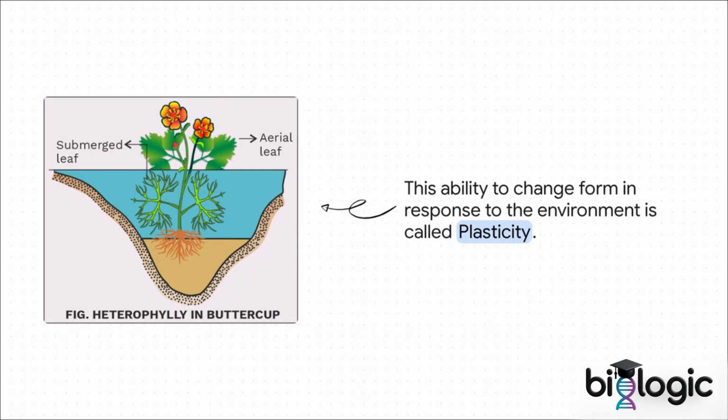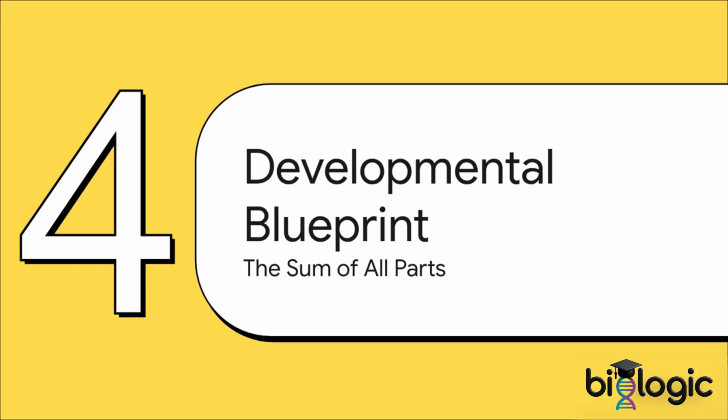This incredible ability to literally change its body shape based on the environment, that has a name: plasticity. I mean, just look at this buttercup. The leaves it grows underwater are all feathery and thin to deal with the water flow, but the leaves it grows above the water are broad and flat to soak up the sun. It's the exact same plant with the exact same genes, making two completely different structures just based on its surroundings. That is plasticity.